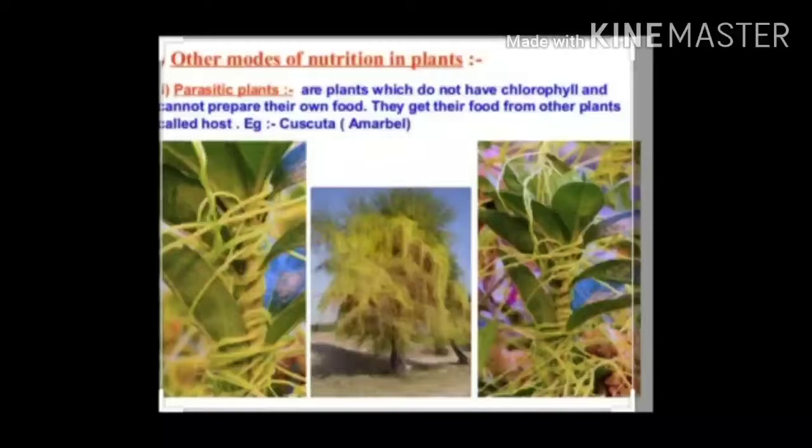The plants which depend wholly on the host plant for their food are called totally parasitic plants. Plants such as cuscuta or amarbel, Rafflesia, certain bacteria and fungi are totally parasitic. The plants which make a part of their food themselves by photosynthesis but derive other components such as water, minerals, etc. of food from host plants are called partial parasitic.